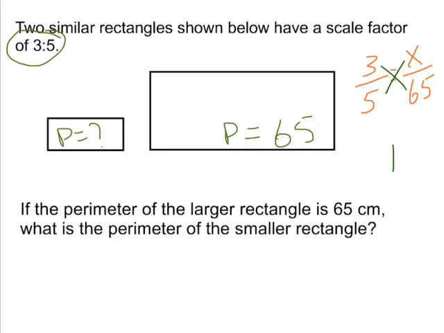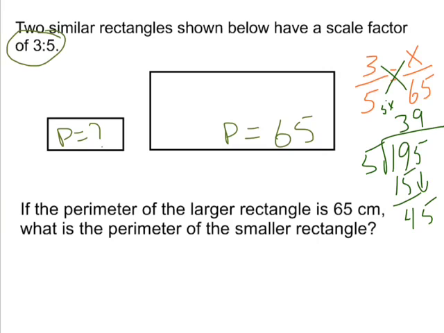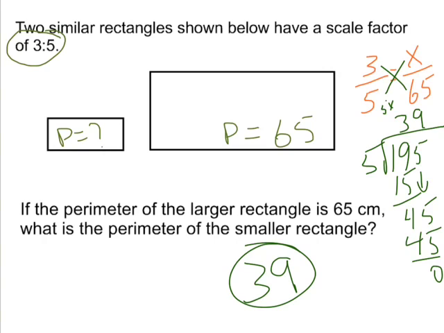65 times 3 is 195. And then we're going to divide by 5 times x, which is 5x. We need to divide by the 5 to determine what the x is. 5 goes into 19 3 times, which is 15. We have a remainder of 4. Bring down your 5, and 5 goes into 45 exactly 9 times. So our answer is 39. Perimeter of the smaller rectangle is 39 based on the ratio of 3 to 5.